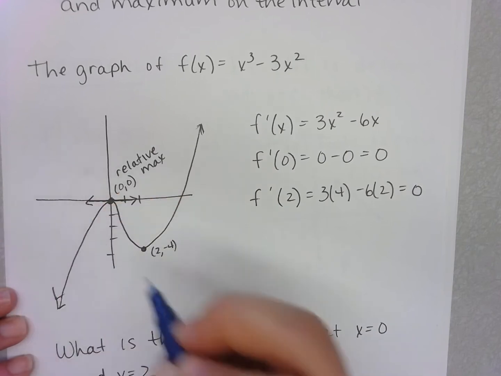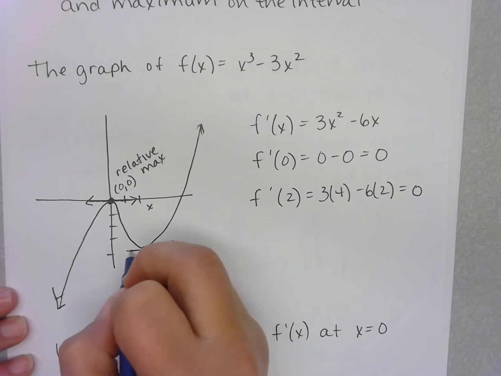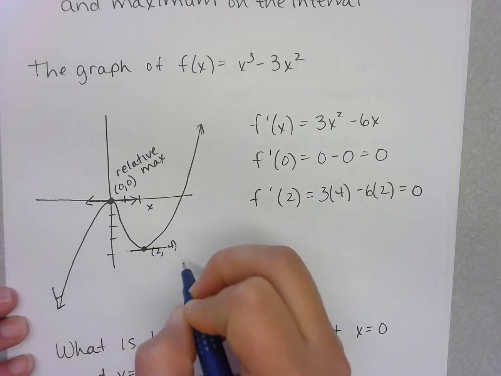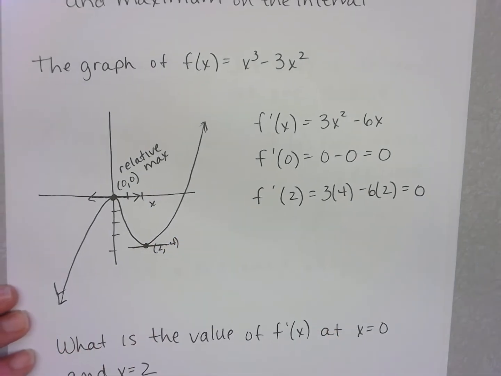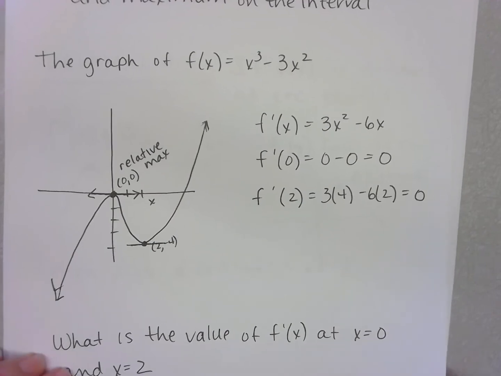Now this one here you can't really see because it's actually the x-axis, but here my tangent line would be horizontal. So what I'm trying to point out here is that when I get these hills and valleys, then at those places my tangent line is horizontal. So this is going to help us.